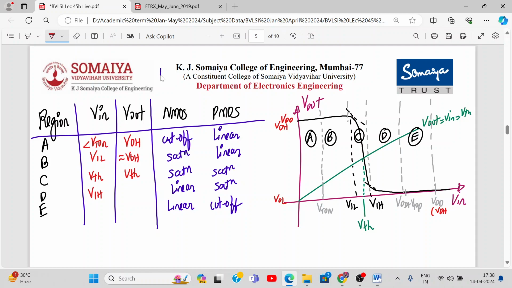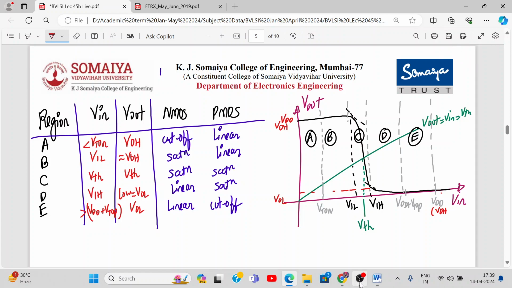VIH, this is VIH input, and the output is low, almost equal to VIL. As you can see, the output is low over here when the input is VIH, and when the input is greater than VDD plus VTOP, then my output is exactly equal to VOL, which is 0 for a CMOS inverter. So this was that table which I was talking about.